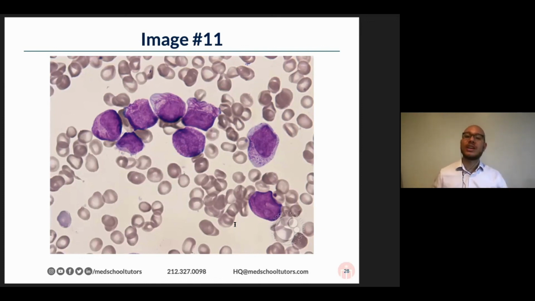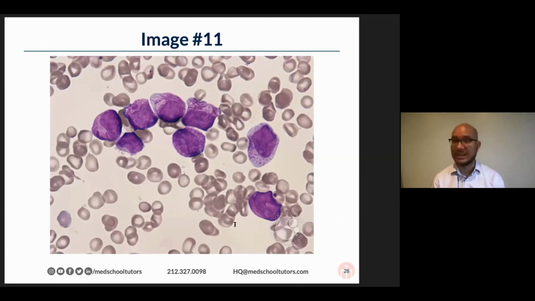Now, under normal circumstances, let's say that we didn't see a single Auer rod, and it was just a large immature cell, and the presentation is consistent with leukemia. I wouldn't necessarily be able to tell whether it's a myeloid cell or a lymphoid cell. There might be other clues. For instance, ALL, very commonly, the age distribution is more on the younger side. AML, almost always a disease of those age 60 or over. Median age is about 65. So the age can help you a lot.